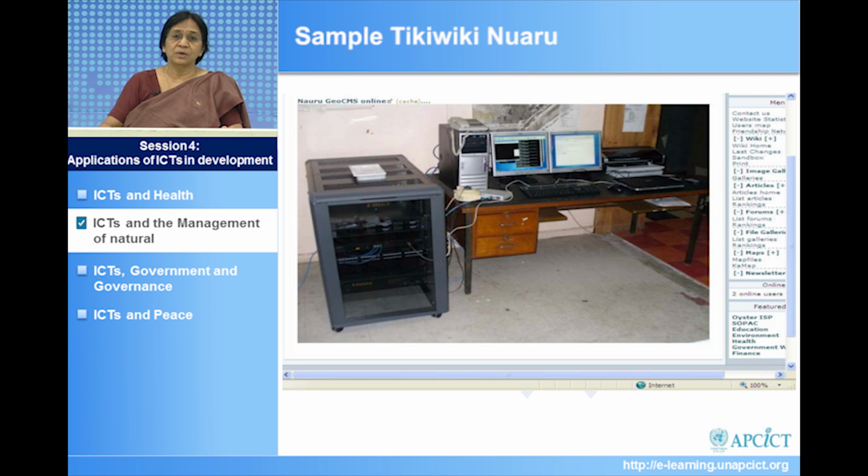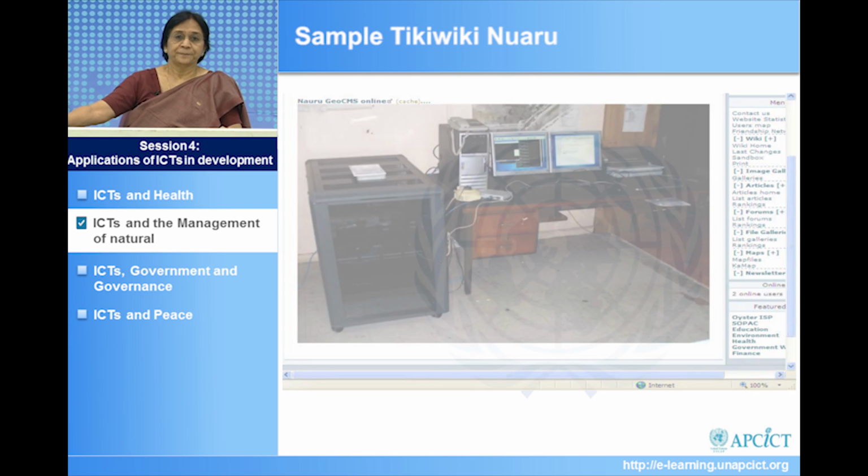The Tikiwiki Nauru is one such example of using ICT on the island of Nauru in order to provide such timely or early warning systems for the villagers. And early warning is the first step in the prevention of natural disasters. We cannot prevent earthquakes and tsunamis, but certainly we can prevent the consequences of them by being forewarned, if possible, even a few hours ahead.